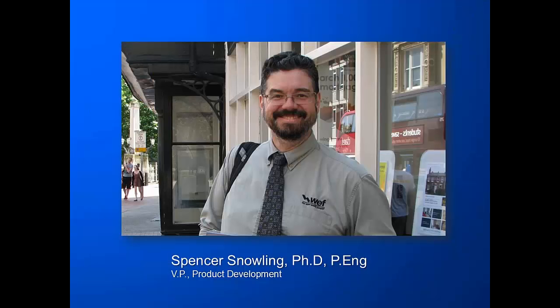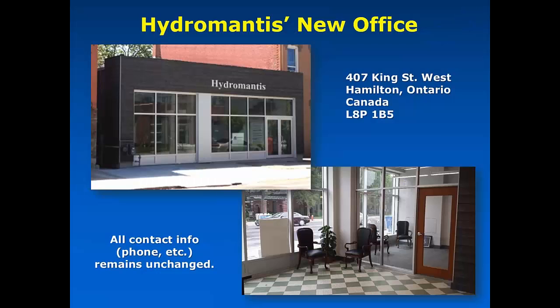So my name is Spencer Snolling. I'm VP of Product Development here at Hydromantis, and I'm very happy to be speaking to you today from our new office. This is the first webinar that we've been broadcasting from our new place. We're located now at 407 King Street West. It's just about a 5-minute walk from where we used to be. If you happen to be in the area, we'd love for you to drop by. All of our contact information, our phone numbers and so on have not changed. It's really just our mailing address and our physical location.